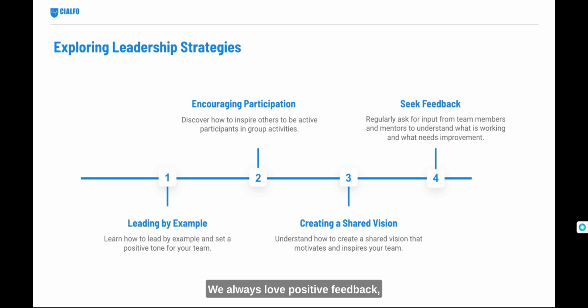We always love positive feedback, it propels us forward. But are you willing to take criticism in a constructive way? Are you able to take the mistakes that you've done and improve it in the future? No one is perfect. We are always doing our best, and we're always trying to learn how can we do it better in the future. So seeking that feedback is a key component of a great leadership strategy.